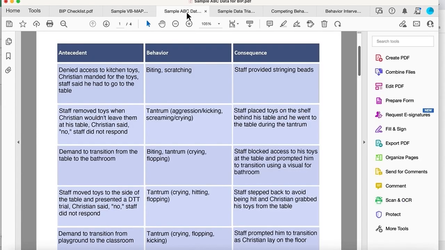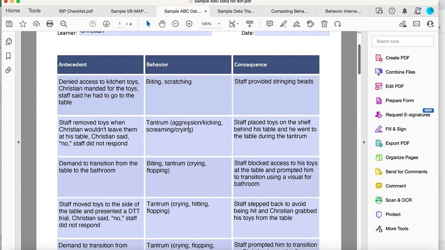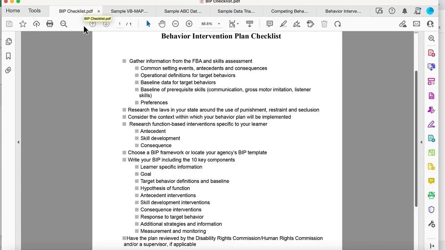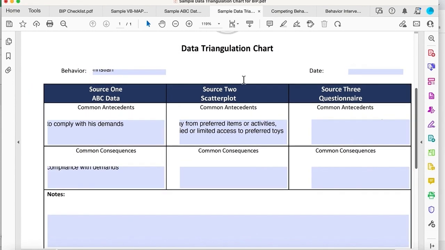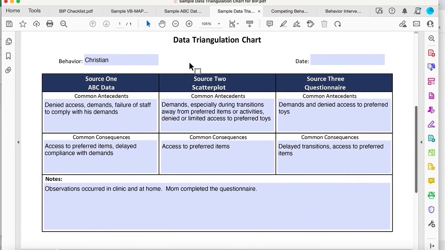I have some sample ABC data from this little boy. So that's just some of the information. We'll walk through an example of the sample data triangulation chart. I'll also have this available for you to download if this is something that you find helpful. It's just a way to put all of the information from the different sources together and can be a helpful intermediary step between data collection and your competing behavior pathway.